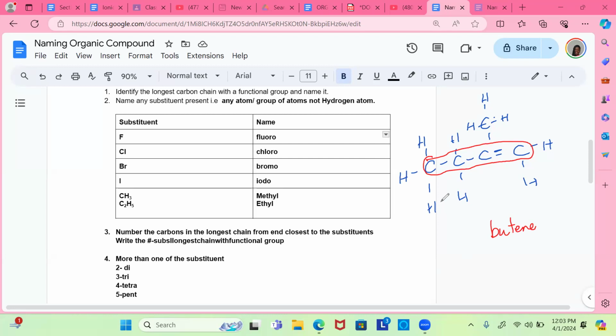Clear? Yes, miss. So here I have 1, 2. Clear? My substituent is there. What's my substituent? Methyl. And it's on the second carbon. So it's 2-methylbutene. Clear? Yes, miss.